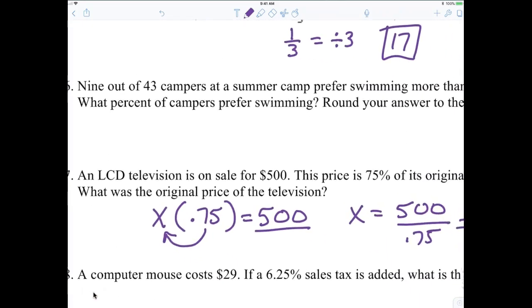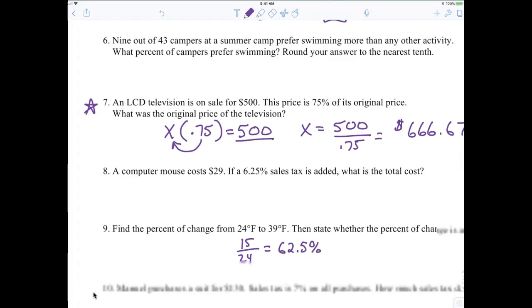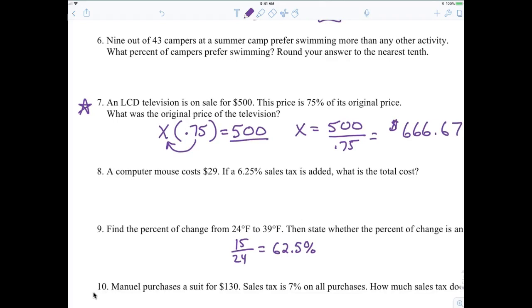Now let's take a look at number 6. 9 out of 43 campers prefer swimming more than any other activity. So, what percent prefer swimming? First we can write as a fraction, Will, which would be? 9 over 43. Beautiful. And then convert that, so would you divide? That's right, exactly, and you get 0.209. Keep going, 0.2093.